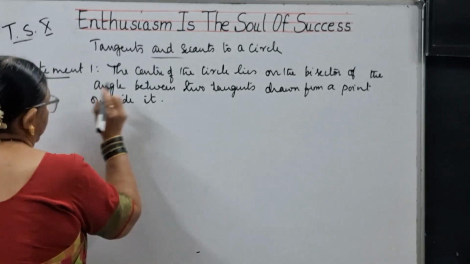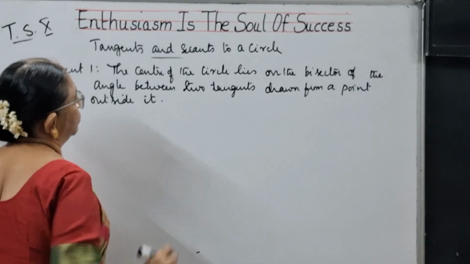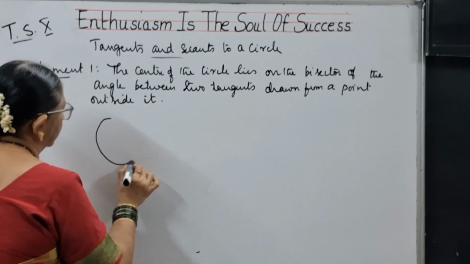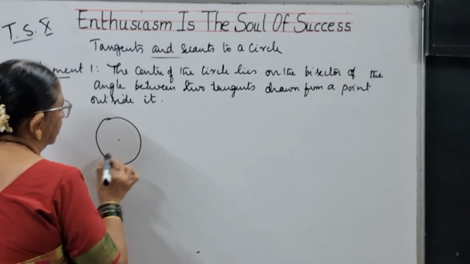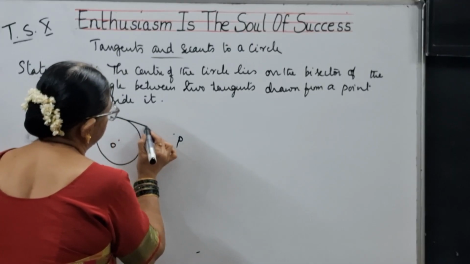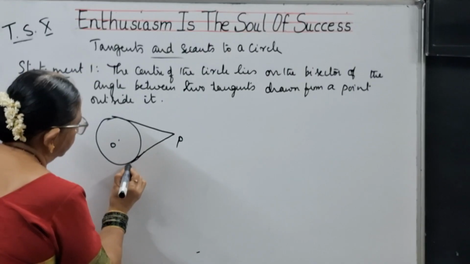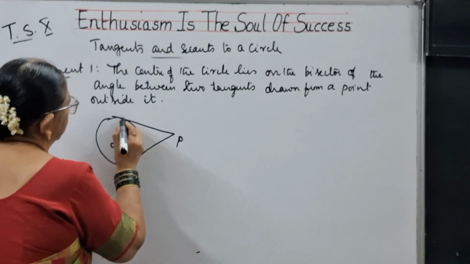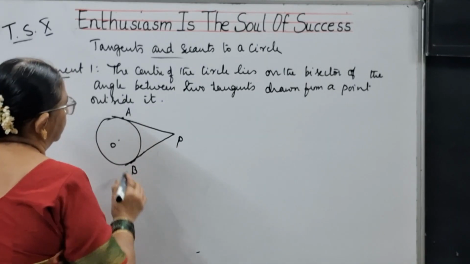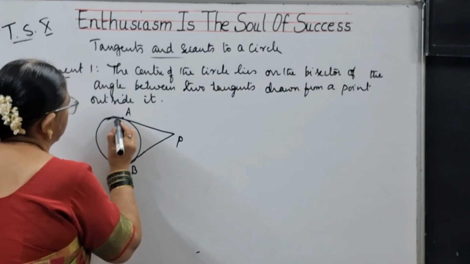This one is Statement 1. The center of the circle lies on the bisector of the angle between the two tangents drawn from a point outside it. So, suppose this is the circle and this is the center of the circle and there is a point P. From the point P, let us suppose that these are the two tangents that are drawn. This is the point of contact, PA and PB.